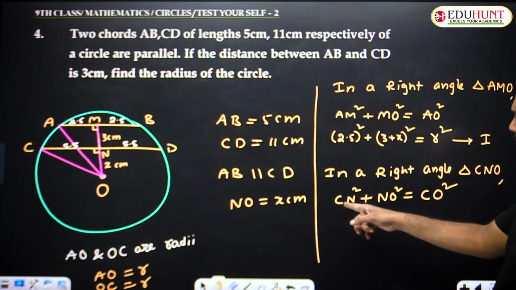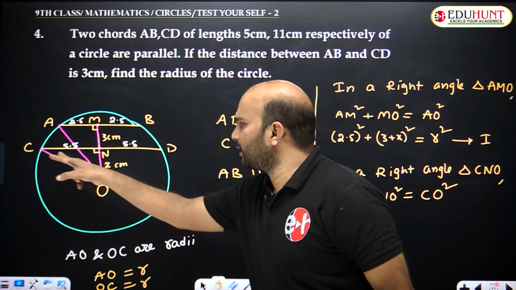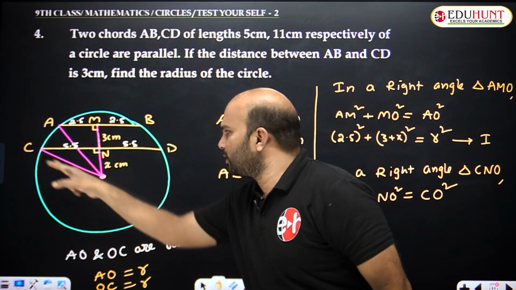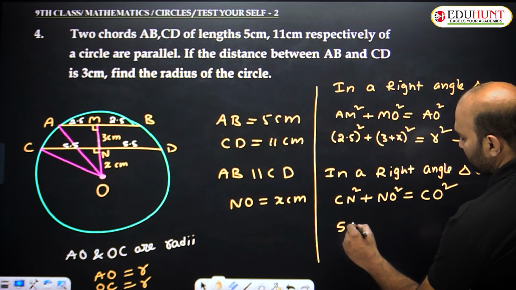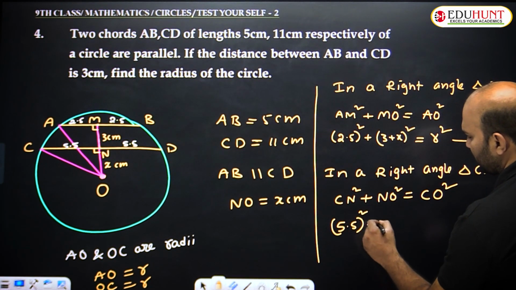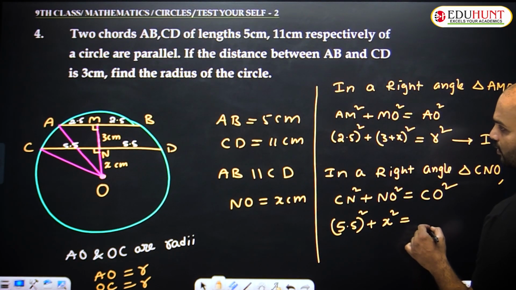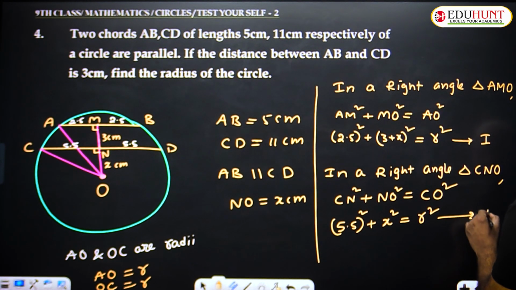According to Pythagoras' law, side square plus side square equals hypotenuse square. In the right angle triangle CNO, side CN square plus side NO square equals CO square. So CN value is 5.5, whole square, plus NO value x square, equal to CO. What is the CO value? Radius R square. So it is equation 2.